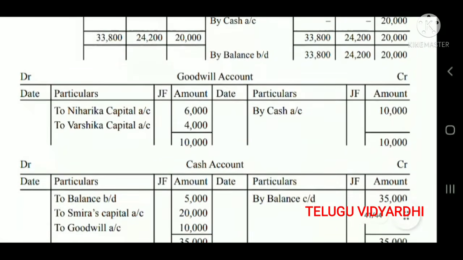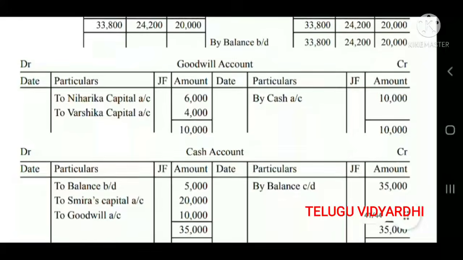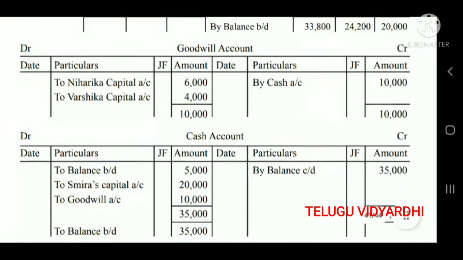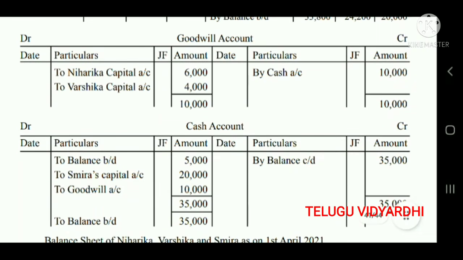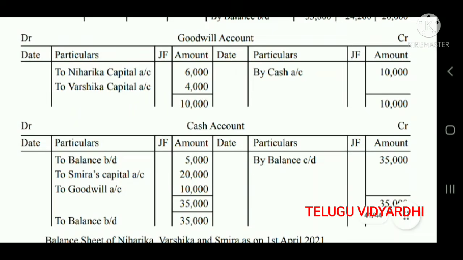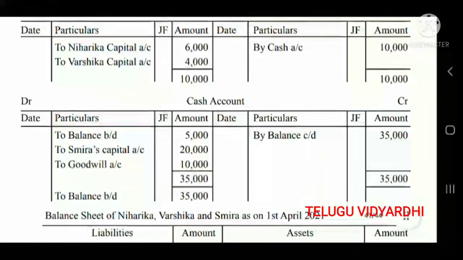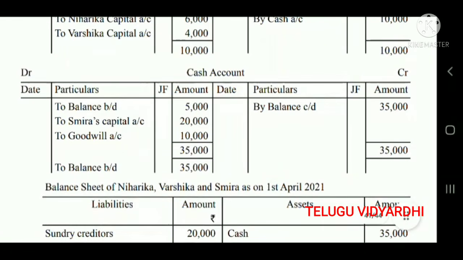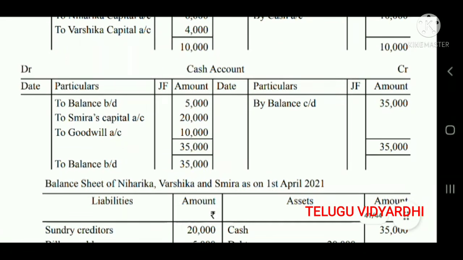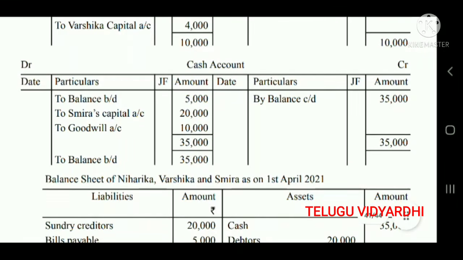Come to goodwill account. Goodwill brought in cash. Cash amount is 10,000. It will be shared to old partners Niharika and Varshika as per their ratio, 6,000 and 4,000. And come to cash account. Cash is an asset. An asset always shows a debit balance only. In the old balance sheet, to balance 5,000. The new partner brings 20,000 as cash for Simra's capital account and also goodwill 10,000. The amount 35,000 is the answer, by balance and to balance.